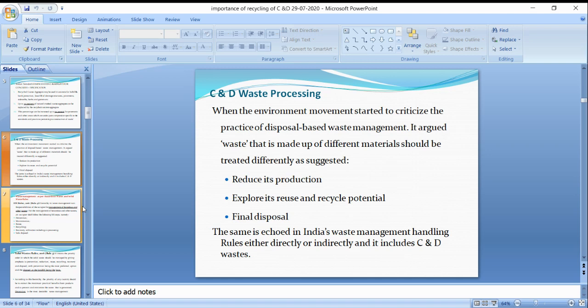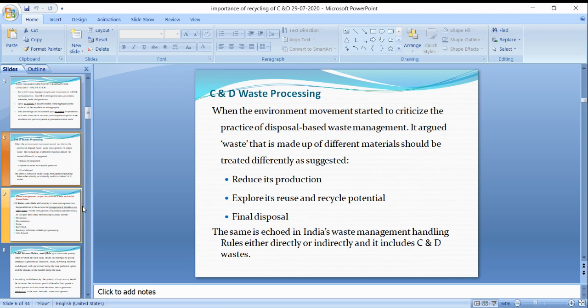Reduce its production. If you reduce it at the time of production only, then it will be useful. If you are marketing and creating more production, then the buying is also more. So if you reduce at the production level, it will be profitable. So explore its reuse and recycle potential. You have to know how to reuse and recycle so that it can also reduce the waste. So these are the processes by which we can reduce waste.